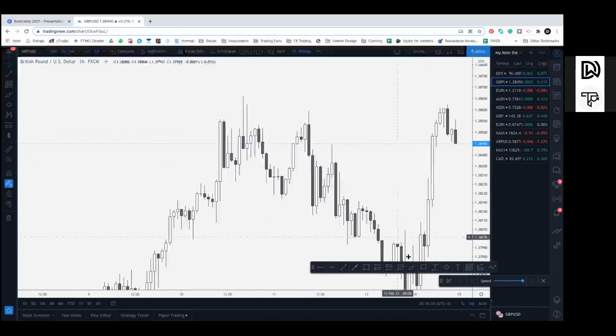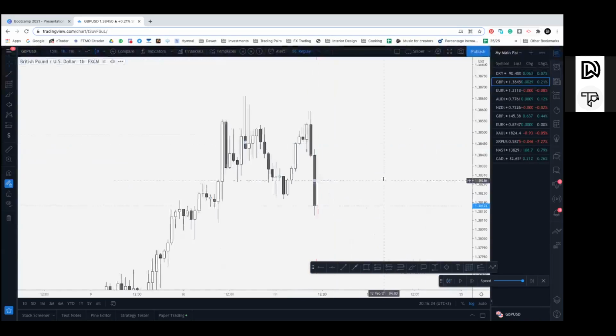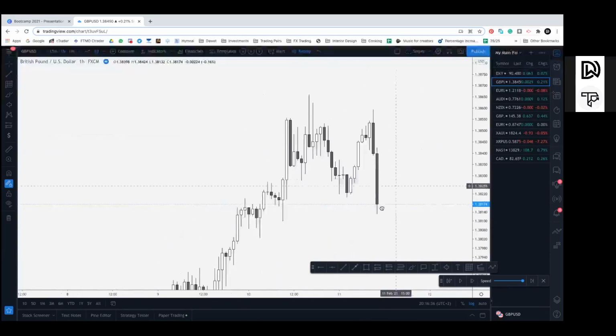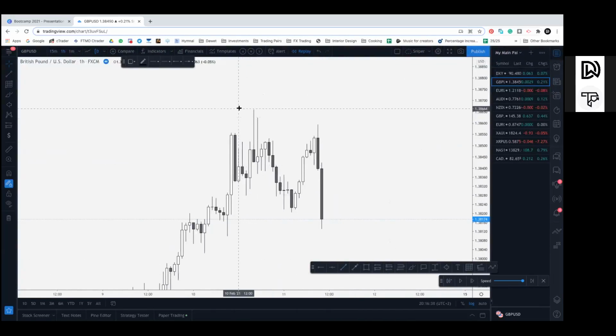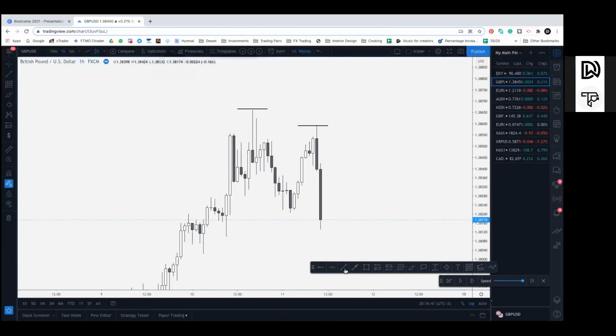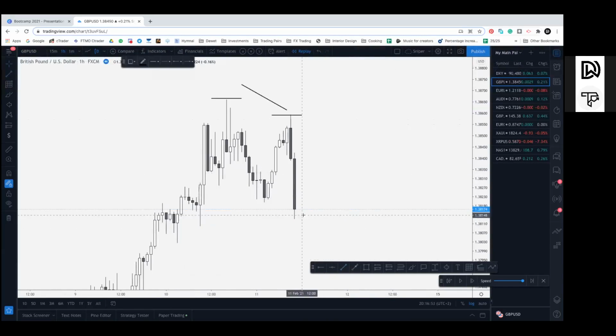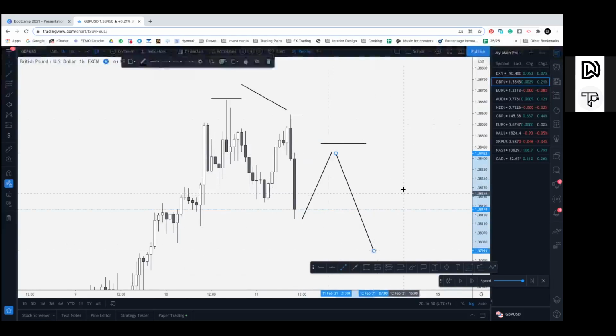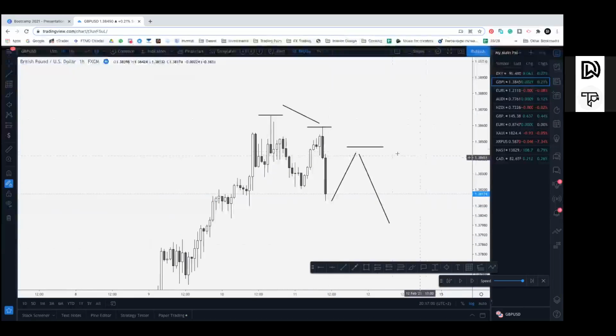So first of all, let's just reverse and let's just go through this. Okay, so first of all, I identified that we created a high and then price failed to make a higher high and then create a lower high. So first of all, I can see that there's a potential shift in the market structure on the 1 hour, and we can potentially see a pullback, creating a lower high and then a continuation towards the downside.